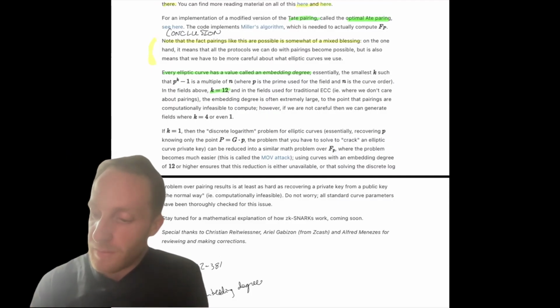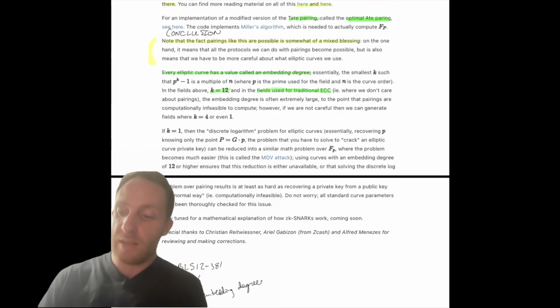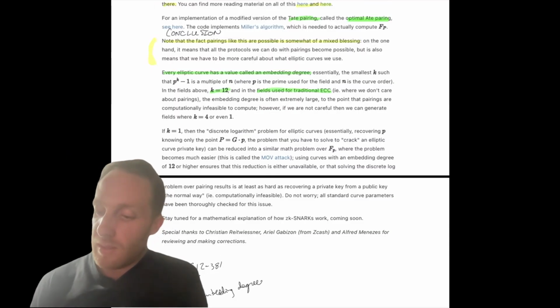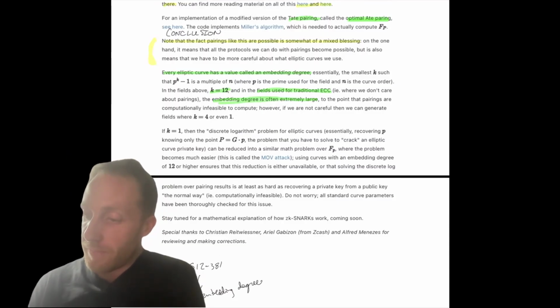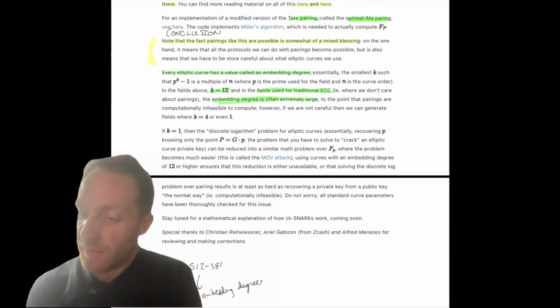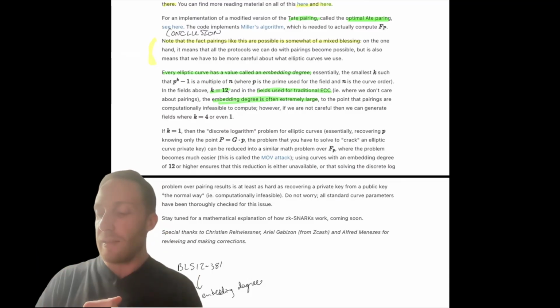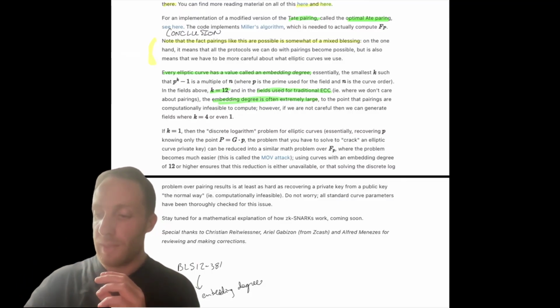So in the fields used in traditional ECC, the ones used by the Cloudflares of this world and the Googles of this world, where the pairing is not important and you just want to do Diffie-Hellman, more simple things, the embedding degree is often extremely large, to the point that pairings are computationally infeasible to compute. Oh, interesting. Okay, so this K is basically, if it's extremely large, you won't be able to compute the pairing. It'll be super expensive.